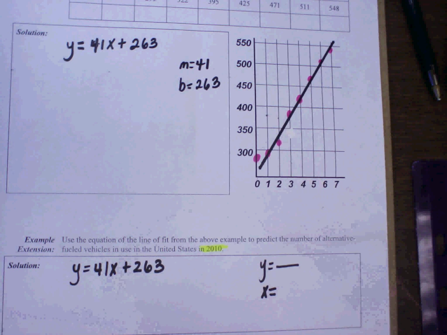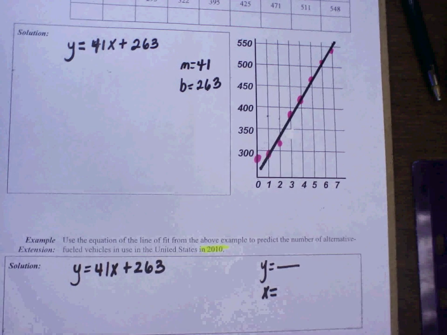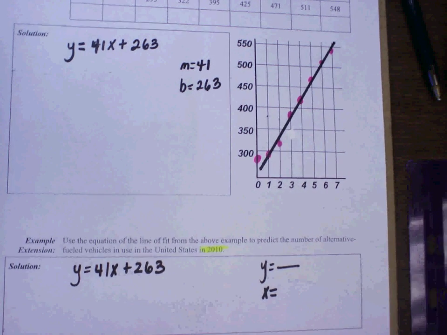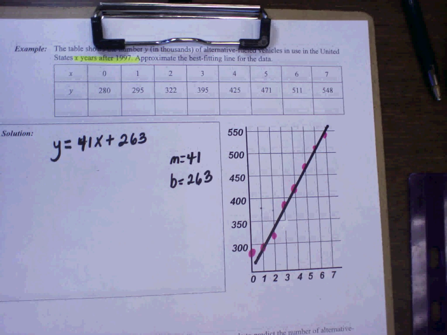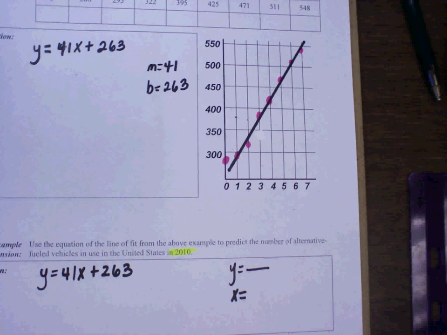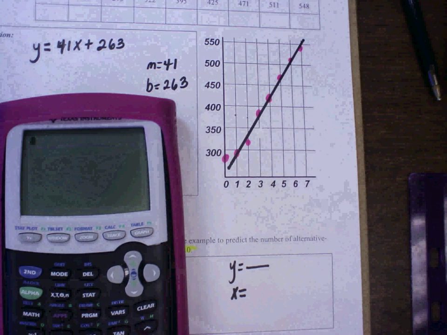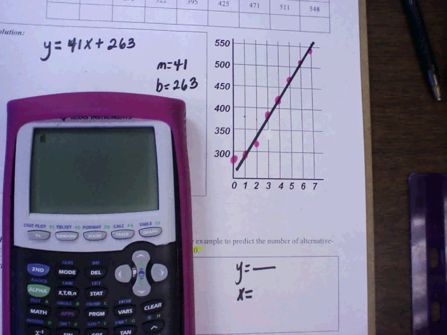So is it asking me for x or is it asking me for y? It's asking me for y, which means I have to have an x, right? What is my x? 2010 is my x? What is x? Read the problem at the top. What does it say x is? Years after 1997. So, how do we do this?